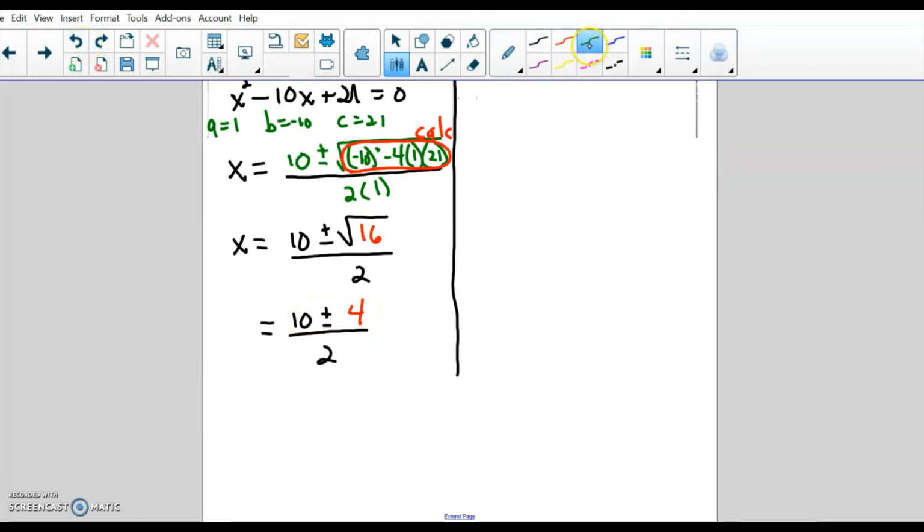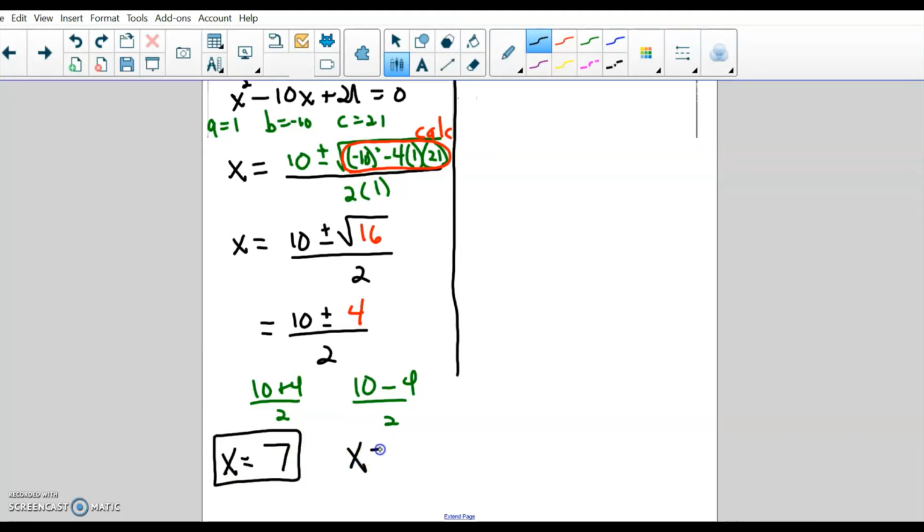So what we really need to understand is that we have 10 plus 4 divided by 2, and we have 10 minus 4 divided by 2. And these are going to be the two answers that the quadratic formula is going to give us. So x equals 10 plus 4 is 14 divided by 2 is 7. That's one of our answers. And 10 minus 4 is 6, divided by 2 is 3, and that's our other answer.